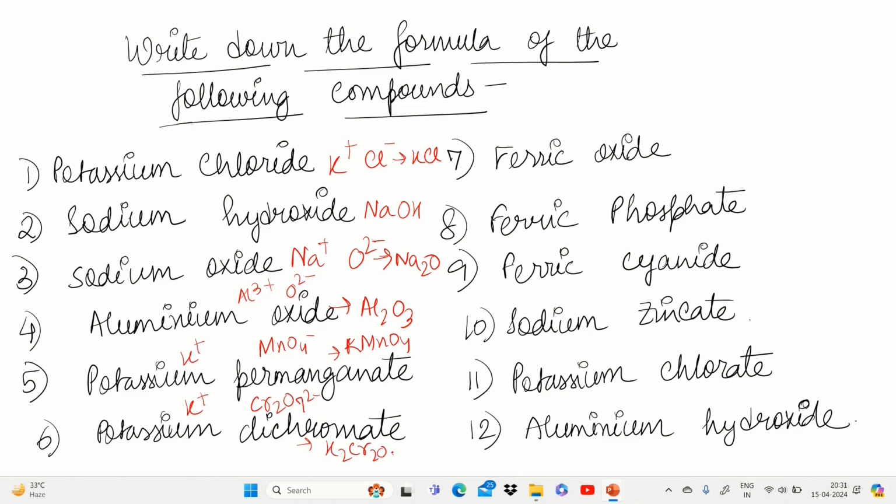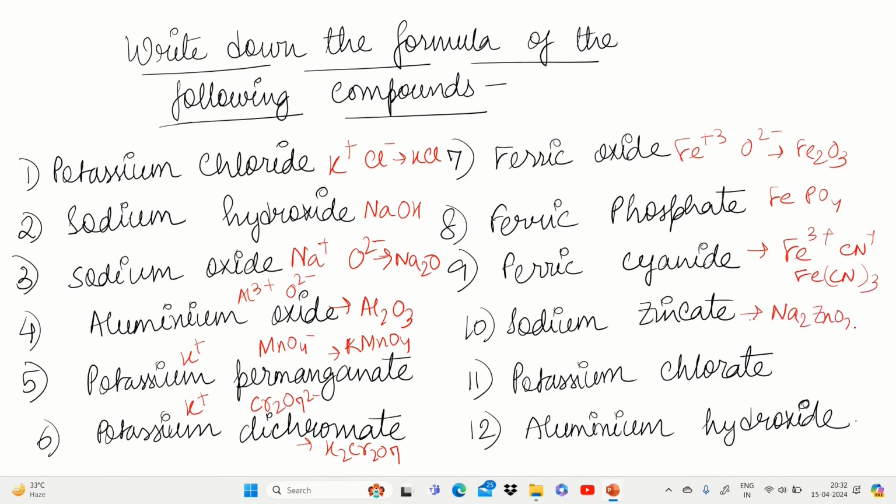K2Cr2O7. Ferric oxide, Fe +3, oxygen -2. So the answer is Fe2O3. Ferric phosphate, we have already seen, FePO4. Ferric cyanide, Fe +3, CN -1. So it is Fe(CN)3. Sodium zincate, it is Na2ZnO2. Try this for yourself. This will be KClO3, and aluminium hydroxide is Al(OH)3.